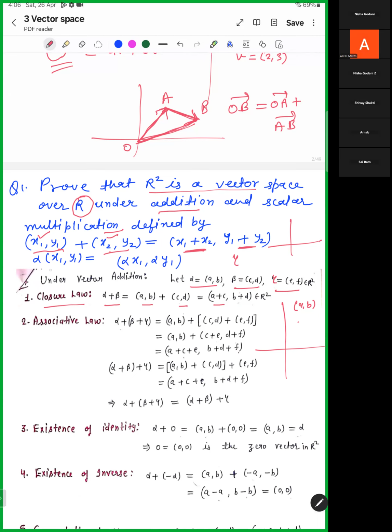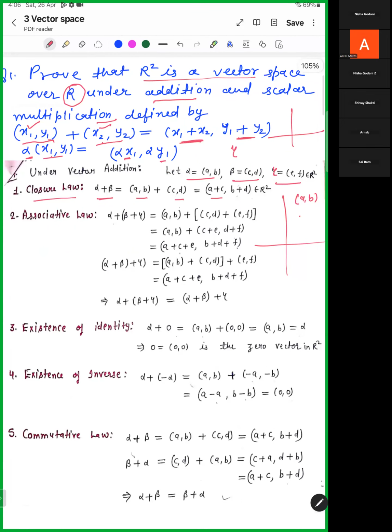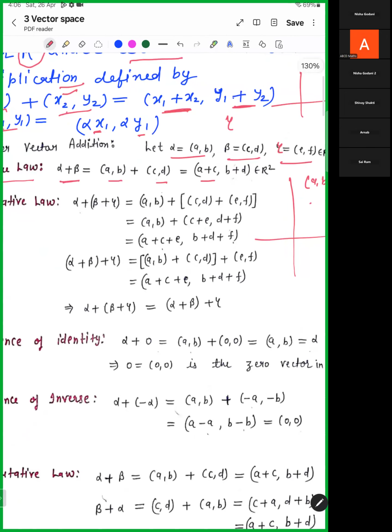For scalar multiplication, you have to multiply by alpha in x1 comma y1. So alpha into x1 first, then alpha into y1. You will follow this. So for alpha plus beta, alpha is a comma b, beta is c comma d, so addition will be a plus c comma b plus d. Component wise you have added, according to the operation mentioned in the question. Then you have this ordered pair, and it is clear that it belongs to R2. So this closure law holds.